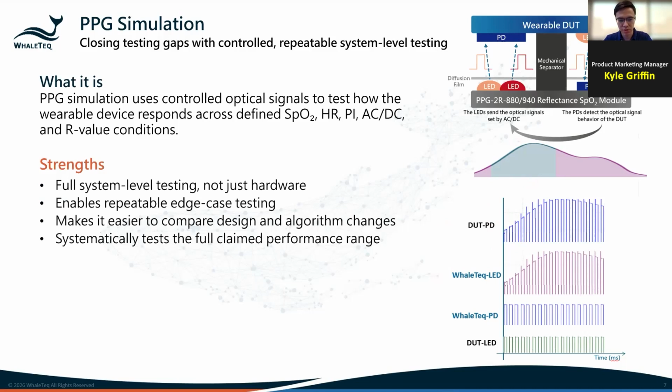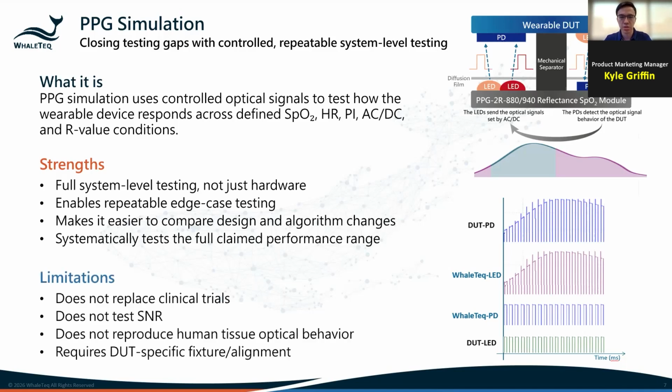So what are the strengths of this approach? It's full system level testing. You're not just testing hardware. It enables repeatable edge case testing. It makes it easier to compare design and algorithm changes, so you can have before and after testing, as well as good documented evidence of the changes that occur after you have a design or algorithm update. And it allows you to systematically test the full claimed performance range of your DUT.